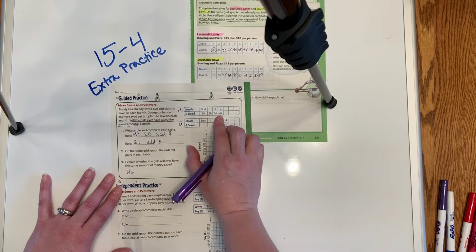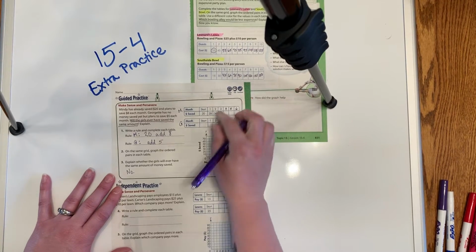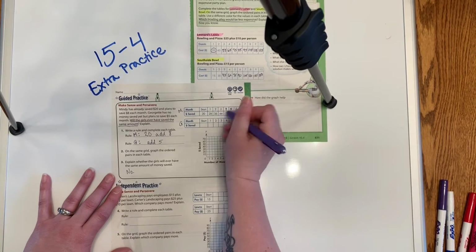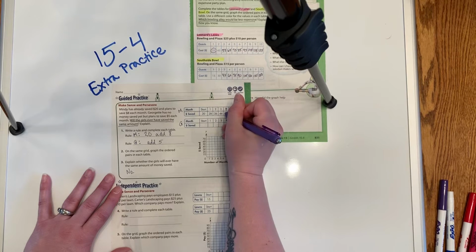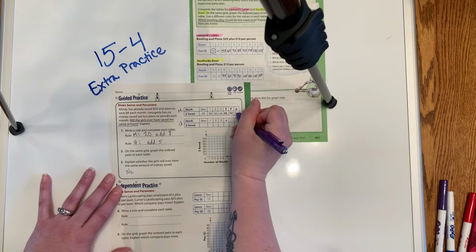20, 28, 36, 44. They've done most of the work for you. They do want you to fill in these little boxes up here. 1, 2, 3, 4, 5, 6. And then 44 plus 8 is going to be 52. And then 60. And then 68.